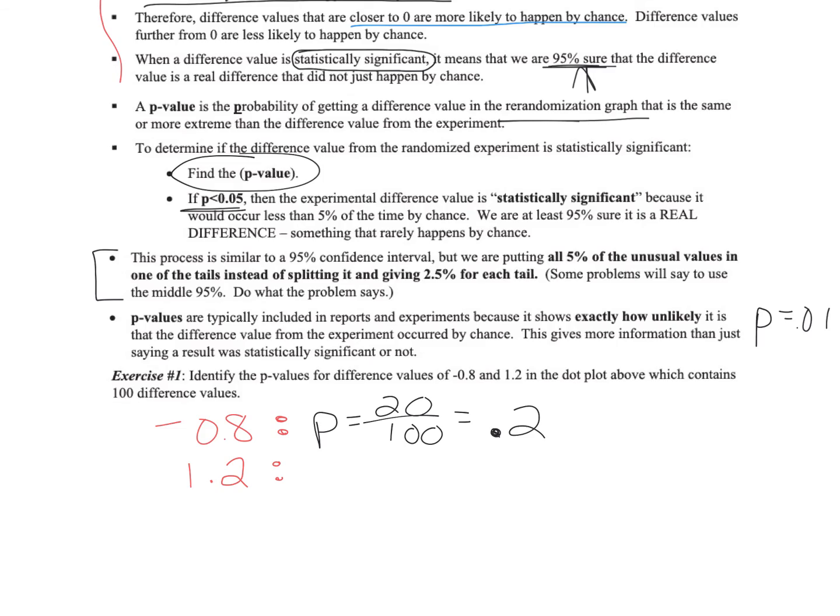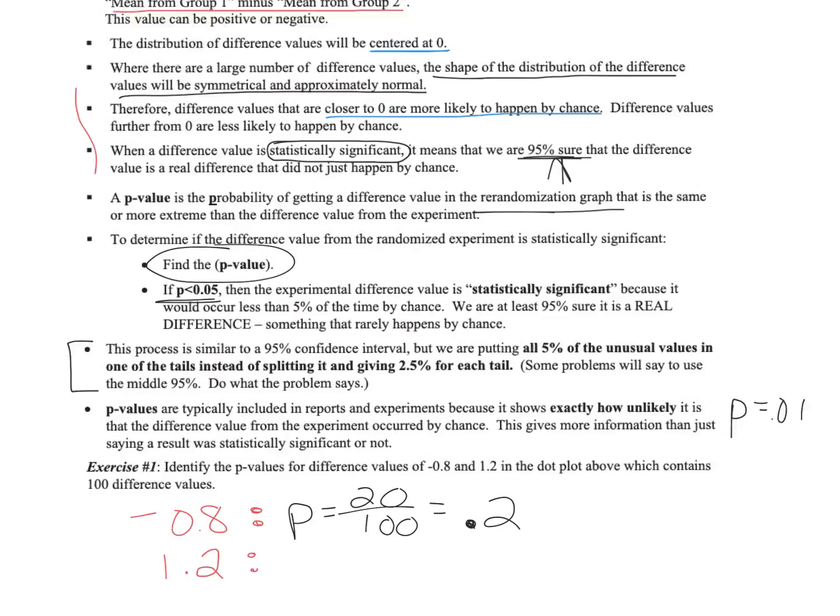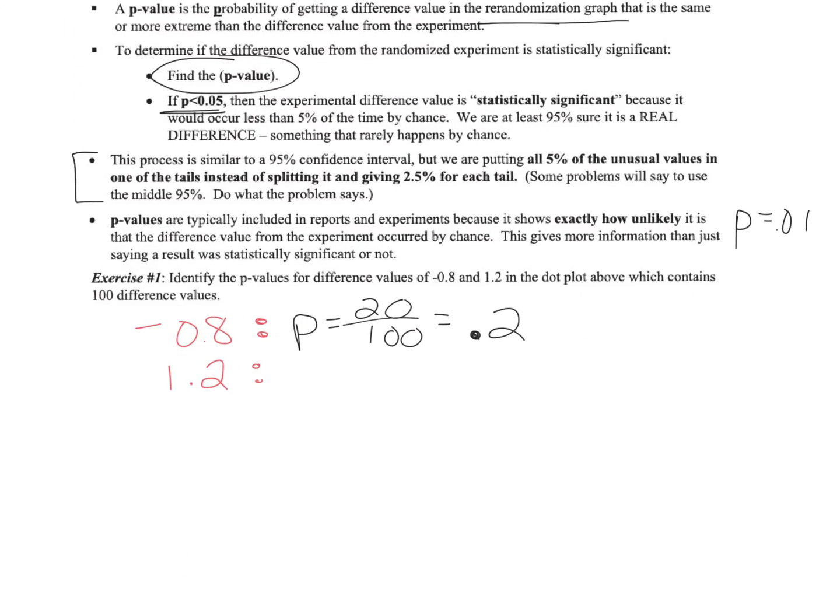Now for the 1.2, that's in the other tail. So 1.2 is here. There's only 4 dots that are more extreme. So for 1.2, the p-value equals 4 out of 100, that's 0.04. Since that's smaller than 5%, 1.2 does happen by chance, but not very often. So we consider that statistically significant. If we did an experiment that was set up with this difference value chart, we would say that's statistically significant.